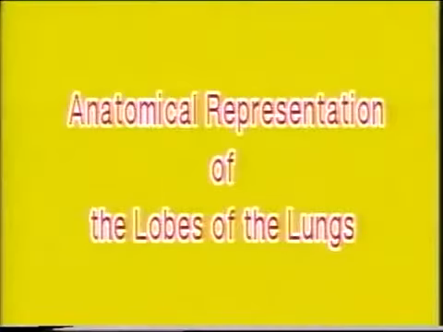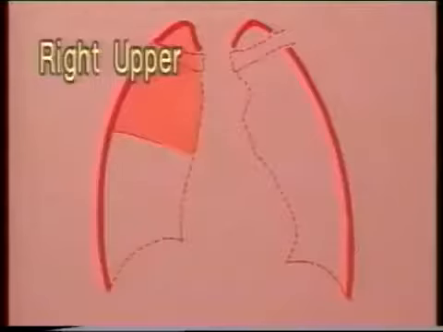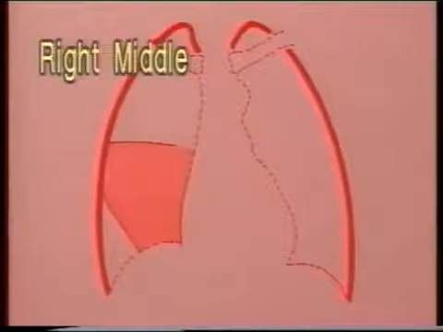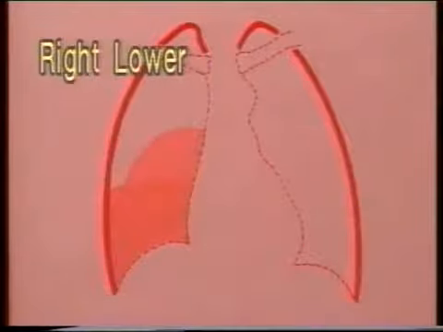It would be appropriate here to revise the anatomical representation of the lobes of the lung on a plain X-ray of the chest as seen in lobar pneumonia. On the right side, this is the upper lobe above the transverse fissure. This is the middle lobe merging with the heart border but not with the diaphragm. And this is the lower lobe merging with the diaphragm but not with the heart border.